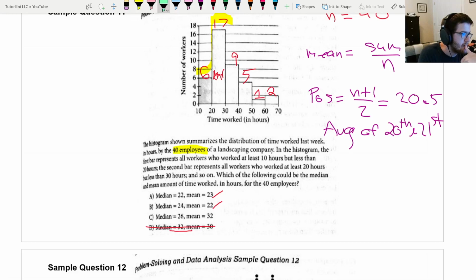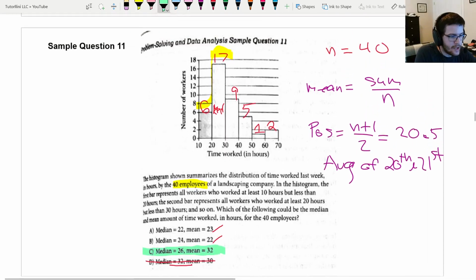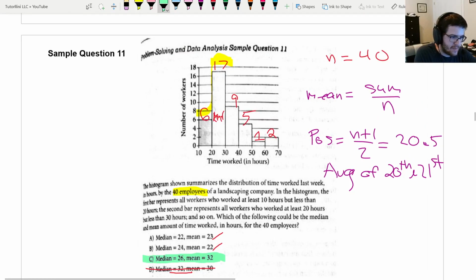Let's see if that's right. It is, yep. So if you wanted to be really scientific about this and prove to yourself that A and B are wrong, you can't cross it off based on the median because the median could be 22, it could be 24, or it could be 26. So you kind of have to use the mean.